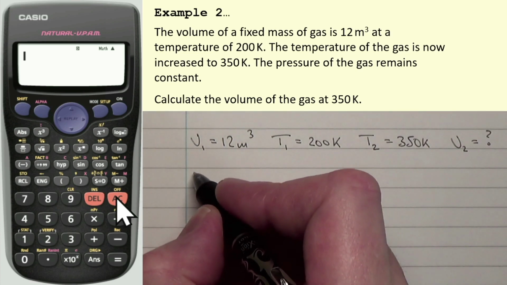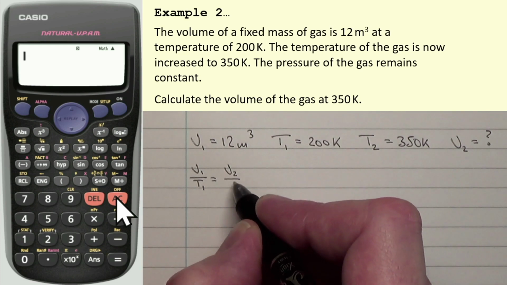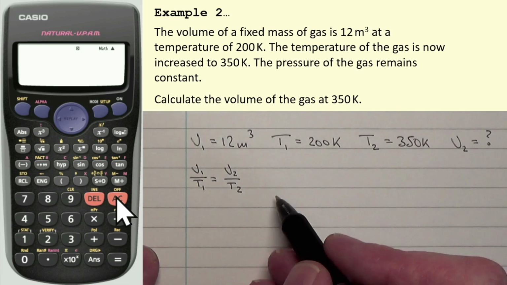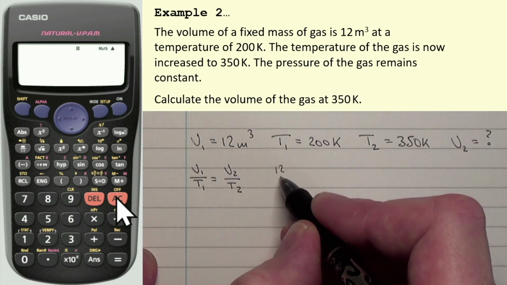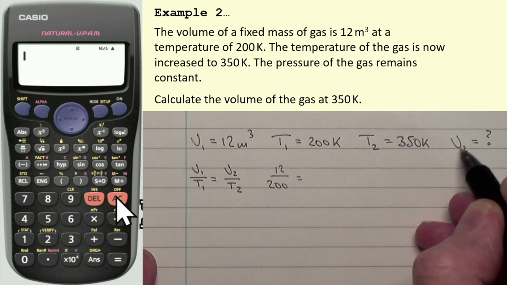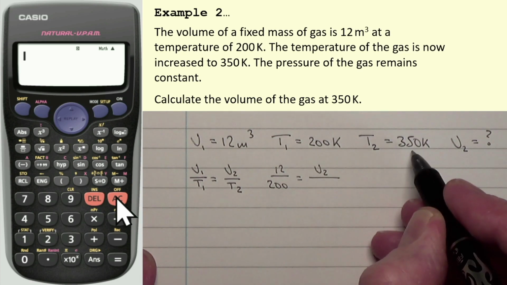Again, what we'll do is we'll write the equation V1 over T1 is V2 over T2. That already, as long as we look up the relationship sheet, find the equation, write it exactly as it is in that relationship sheet, we've got 1 mark. If we want the second mark, we might want to just plug these numbers into that equation, and that would give us 12 divided by 200 is equal to, well, I don't know V2, so I'll just call it V2, divided by 350.